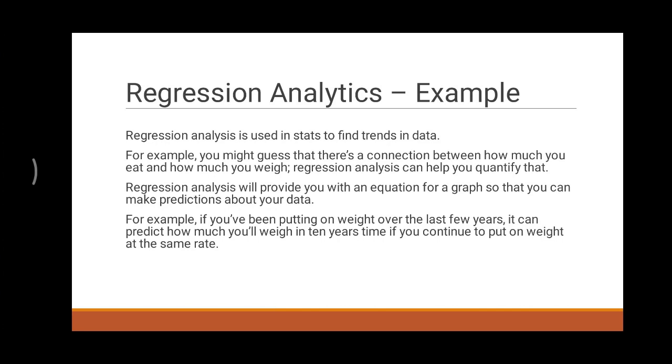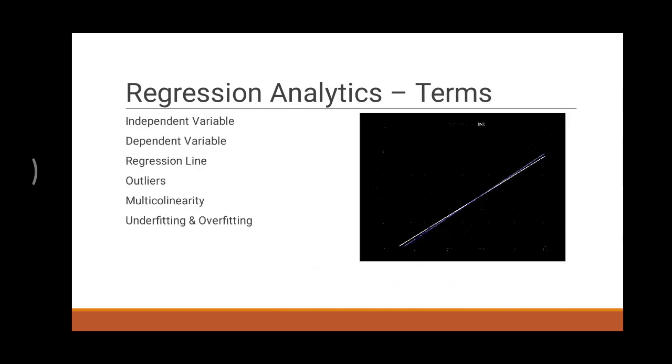When we talk about the equation and the graph, we are actually talking about the regression line that we plot while doing regression analysis. The graph is actually a line which has an equation given by y is equal to mx plus c, which we will look at in the coming slides. Now, we will talk about the terms involved in regression analytics. These are independent variables, dependent variables, regression line, outliers, multicollinearity, underfitting and overfitting.